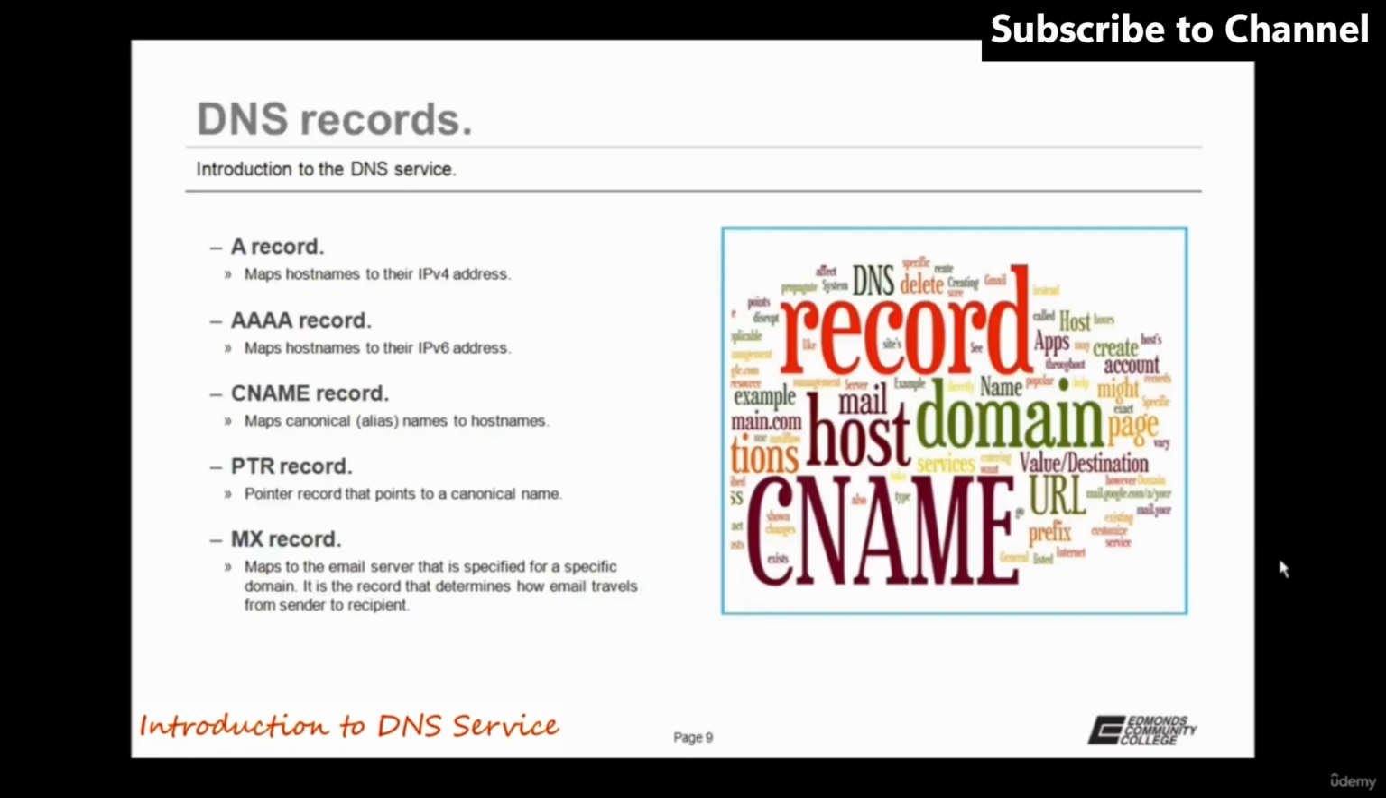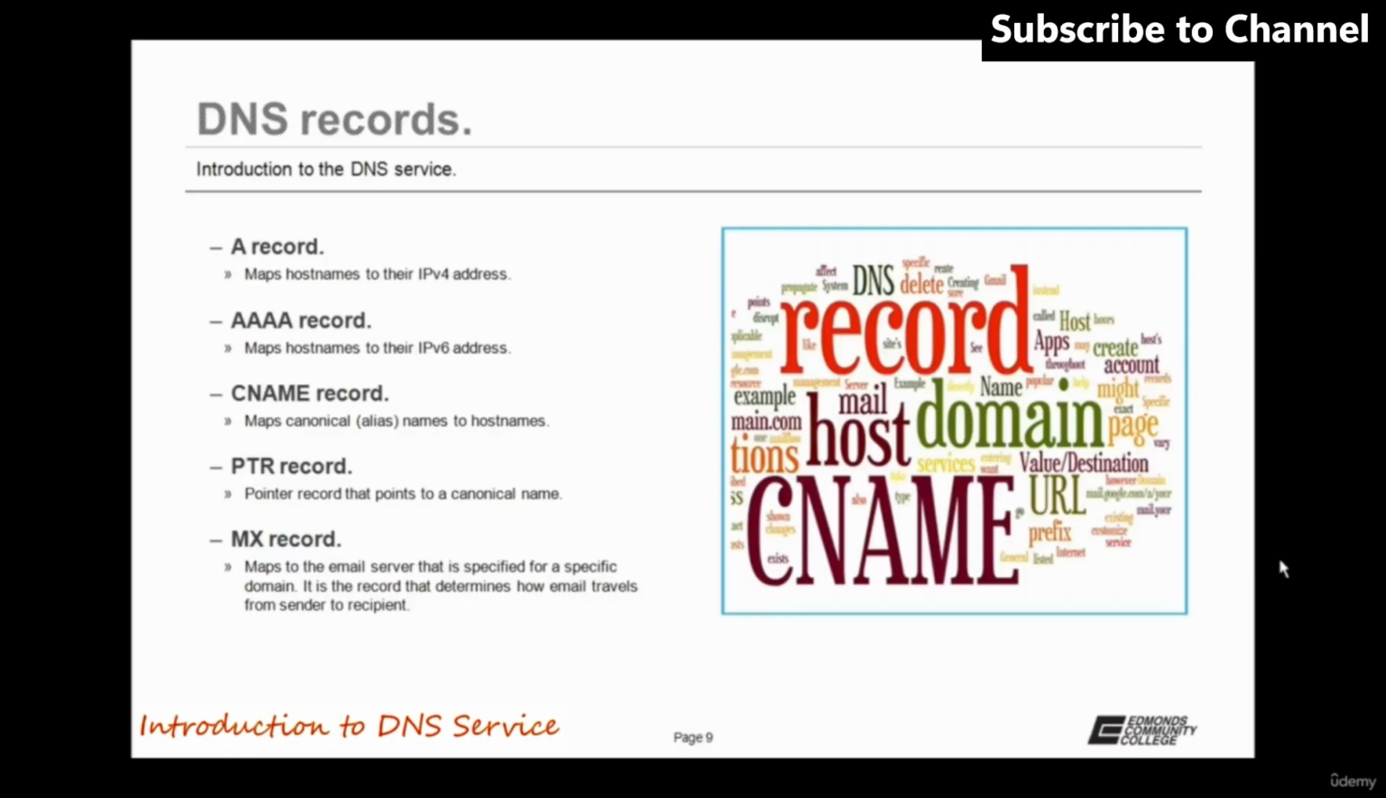This maps the FQDN to its respective IPv6 address. Then there's the CNAME record. Now this maps a canonical name, or alias, to a host name. What that means is that you can have edcc.edu be the same as edcc.org without having to maintain two sites.